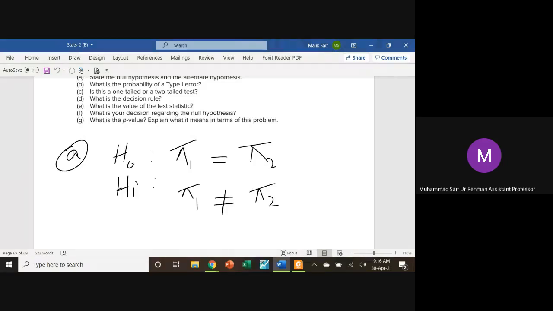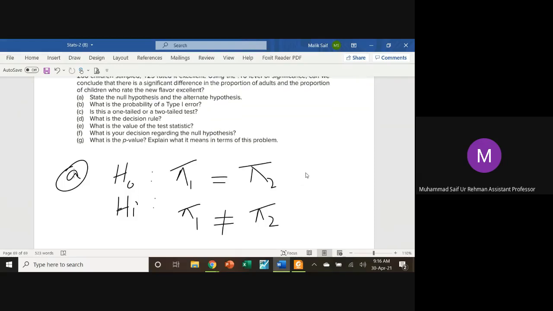And you only want to know whether there is difference or not. You're not interested in knowing which proportion is greater than which proportion or less than which proportion. You're not interested in that situation. You simply want to know whether there is difference between the two population proportions or not. So this is the answer for part 1.